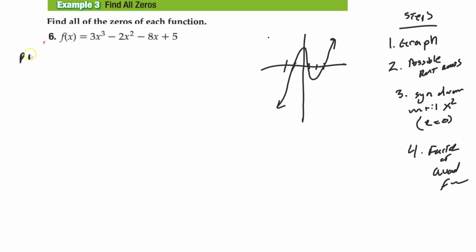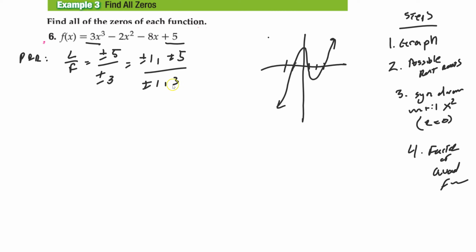So possible rational roots. Remember, we're gonna do the last over first. Plus or minus 5 over plus or minus 3. So the high degree term and the constant term. My factors of 5 are 1 and 5. That's why I want to do this one first. Factors of 3 are 1 and 3. Right, so all the combinations are just going to be 1 over 1, 1 over 3, 5 over 1, and then 5 over 3.